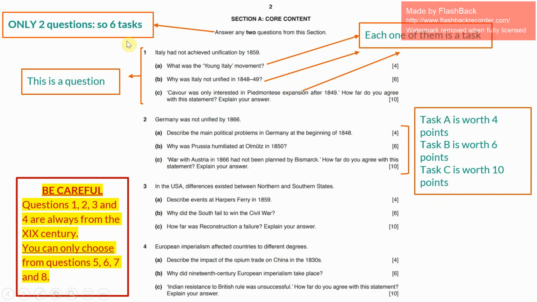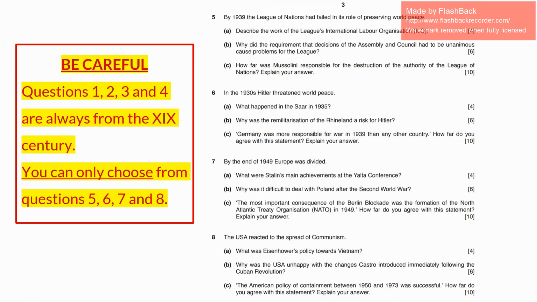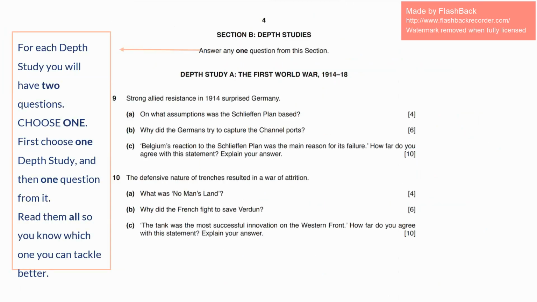All of these questions are something that you need to answer in total. If you choose to answer one, you have to answer A, B, and C of one. And if you choose to answer two, you have to answer A, B, and C of two. Every single A task is worth 4 points, B's 6, and C's 10. Remember that questions 1, 2, 3 of section A are based on the 19th century, and 5, 6, 7, and 8 are based on the 20th century. And then, of course, we have the depth studies.